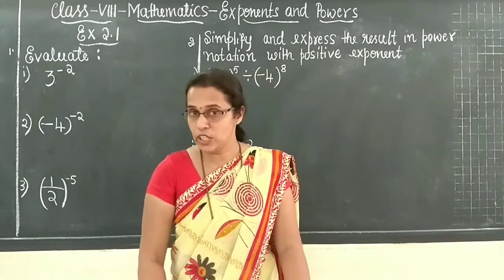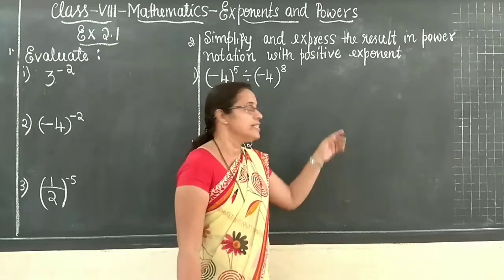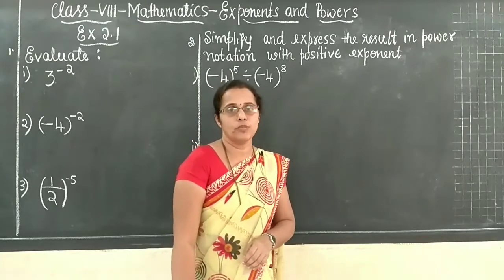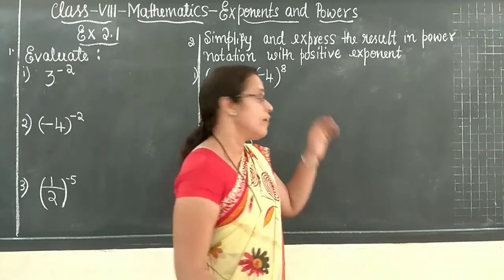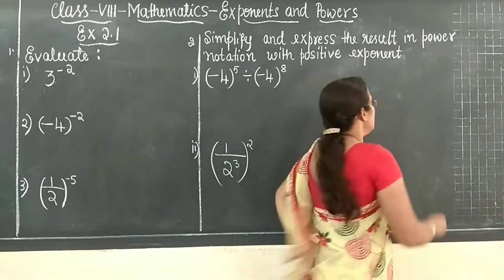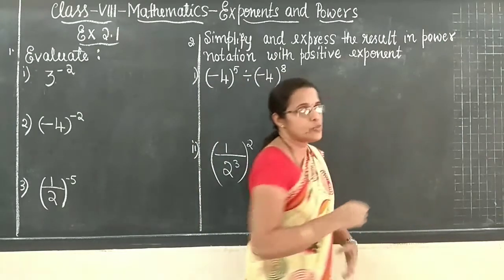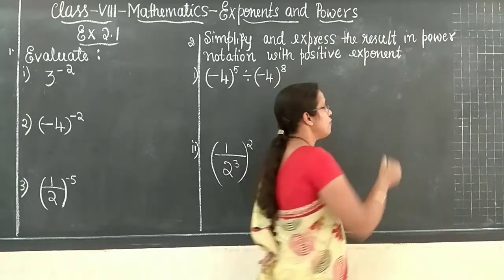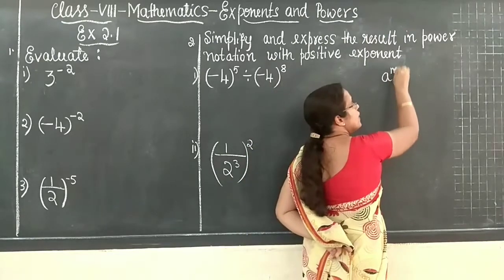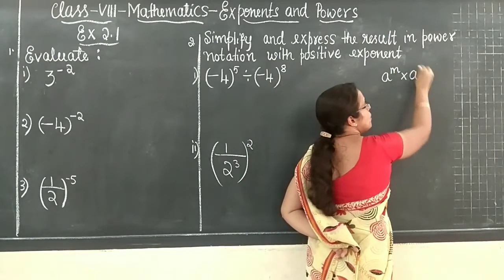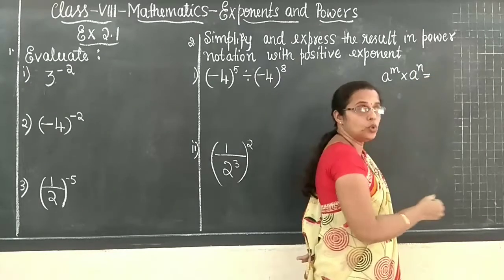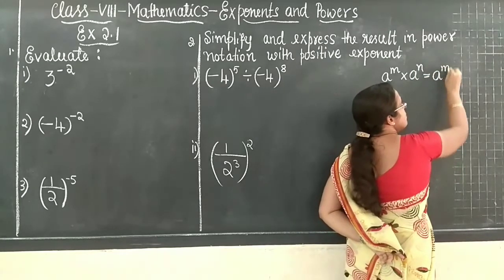Okay, so before starting 2.1 exercise, let us recall all the formulas once. Let us write it here now. So the first law of exponents, what it says? First law of exponents is a to the power m into a to the power n is equal to a to the power m plus n.